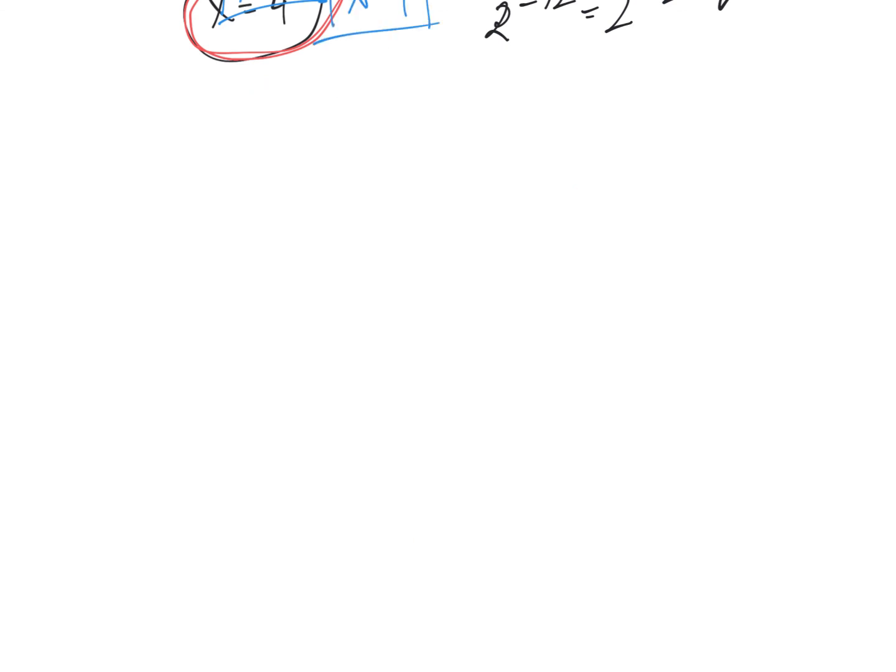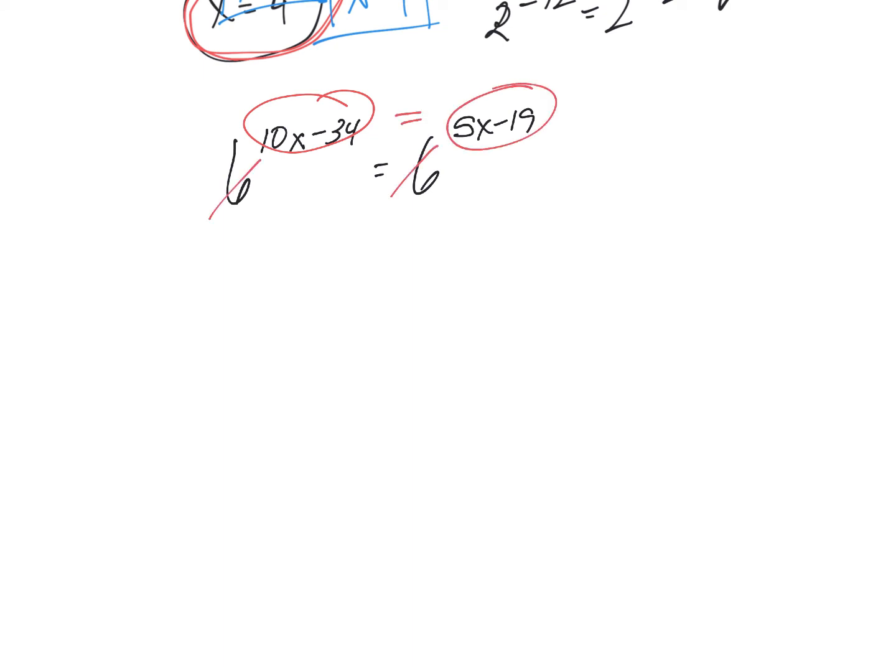So we have 6 to the power of 10x minus 34 equals 6 to the power of 5x minus 19. Again, I'm just going to look at my exponents and set them equal to each other because my base is the same. So I have 10x minus 34 equals 5x minus 19.